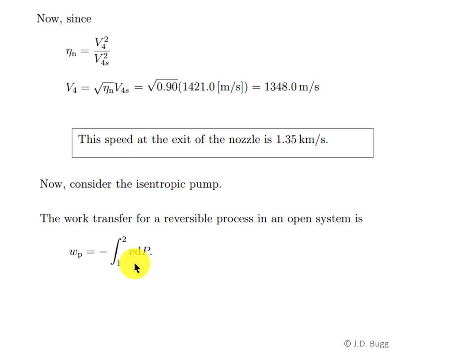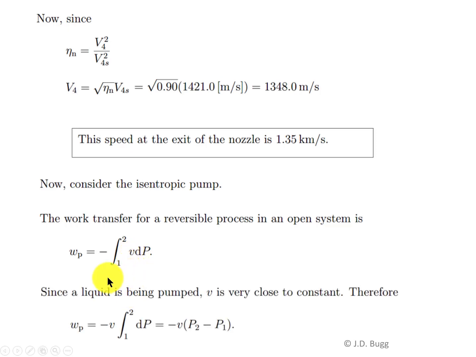So when we do that, it's going to stay a liquid. So it will be a liquid for this entire process. And because it's a liquid, its specific volume is essentially constant. It'll change a tiny little bit, but we can safely assume that v is constant. So that means it can come outside of the integral sign. And that means that this integral is very easy to evaluate.